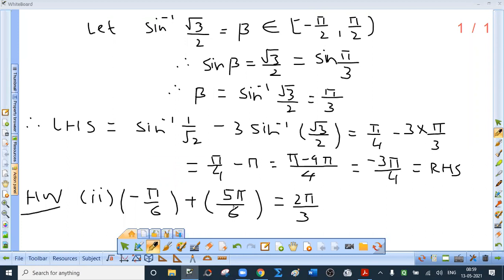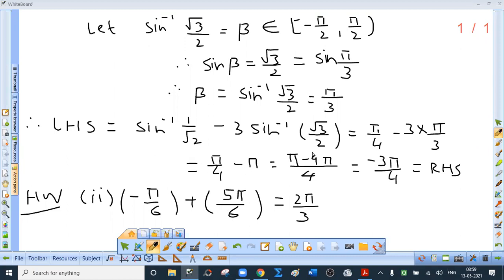Please remember, for cos inverse x, the range is the closed interval 0 to pi. So your answer should lie in this interval only. If you write otherwise, it means you are wrong. What about RHS? It is cos inverse minus half. Yes, it is 2 pi by 3. You can write the solution afterwards.